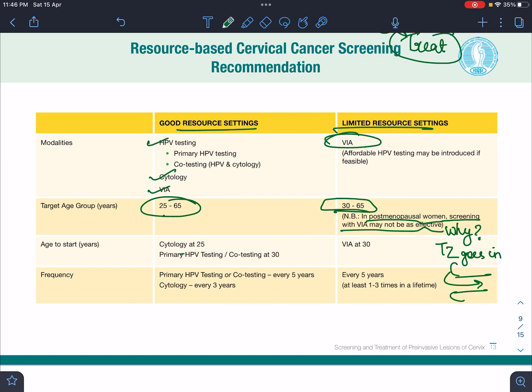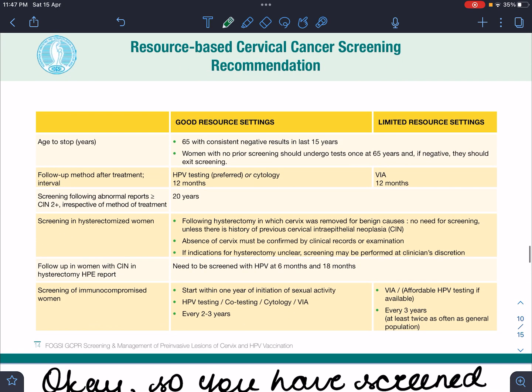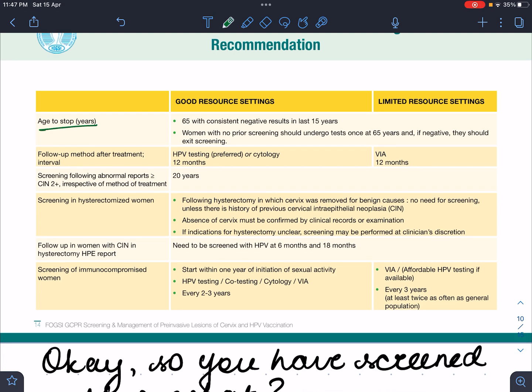Okay, now age to start: you start cytology at 25, and HPV or co-testing you can start at 30 also. VIA also you start at 30. Frequency: if you're doing co-testing every 5 years, cytology every 3 years, and VIA every 5 years, at least 1 to 3 times in a lifetime. Okay, when do you stop? In a good resource setting, you stop at 65, with consistent negative results in the last 15 years or even a decade. With no prior screening, they should undergo a test once at 65 years. This is very important. So once at 65 years, and if negative, they can exit screening.